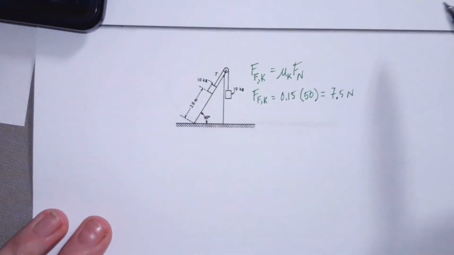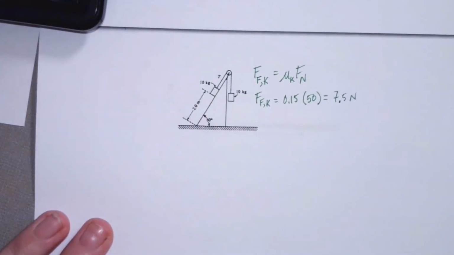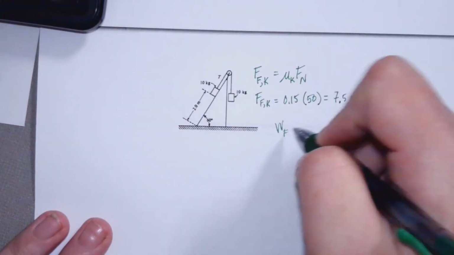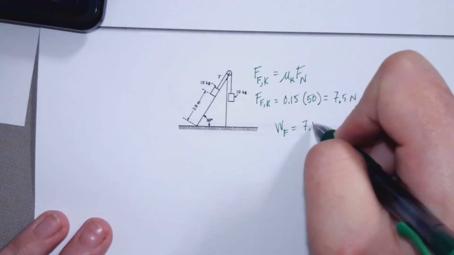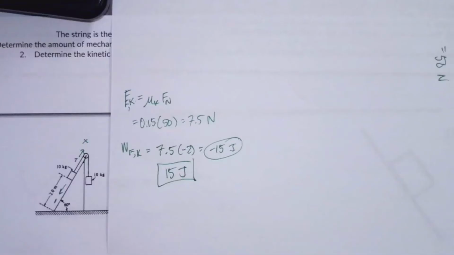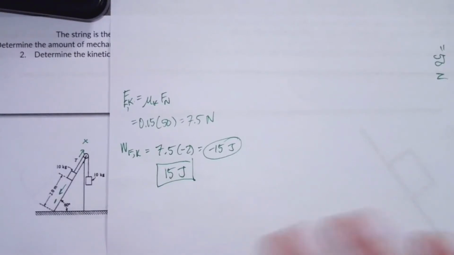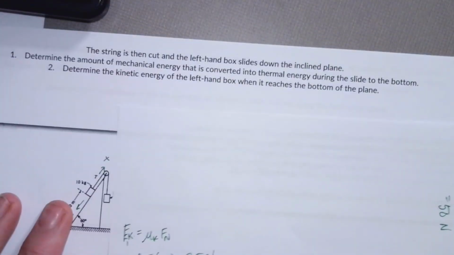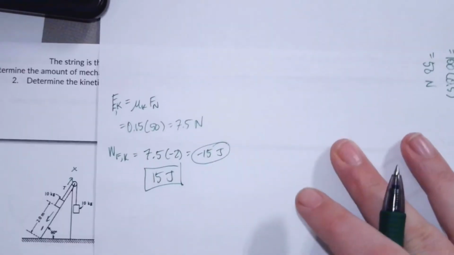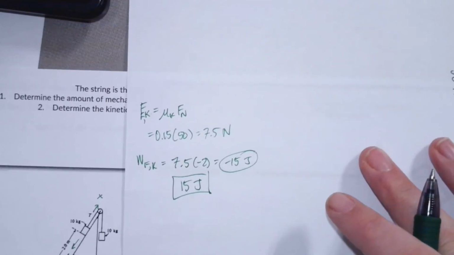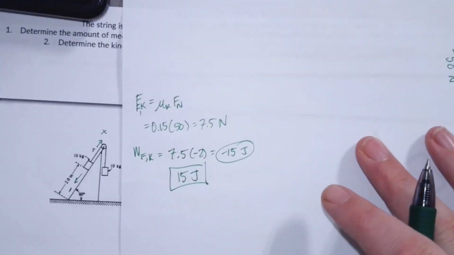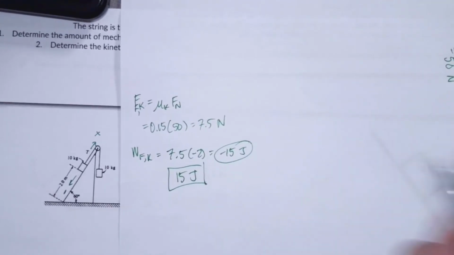Then after that, it says determine the amount of energy converted into thermal energy. So again, like I said, it's the work done by friction. That's going to be the force of friction, 7.5, times how far it moves, 2, so 15 joules. Okay, the last part of this question asks you to determine the kinetic energy of the left-hand box, the one sliding down the plane, when it reaches the bottom of the plane. So we know it doesn't have any kinetic energy up here.